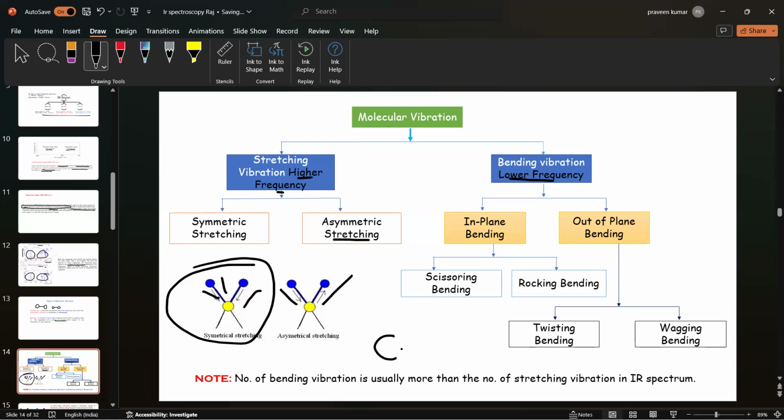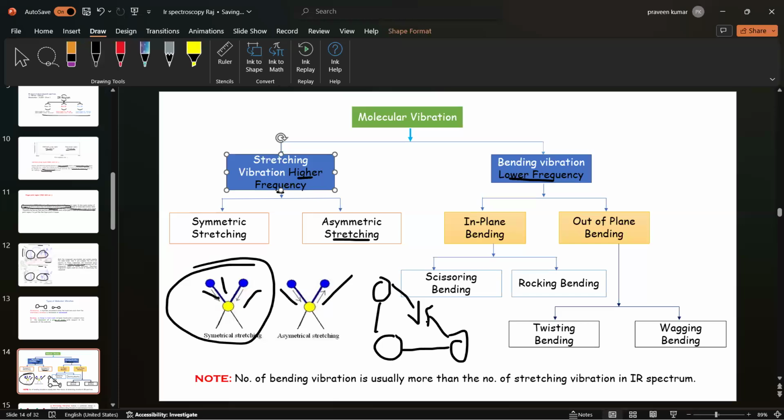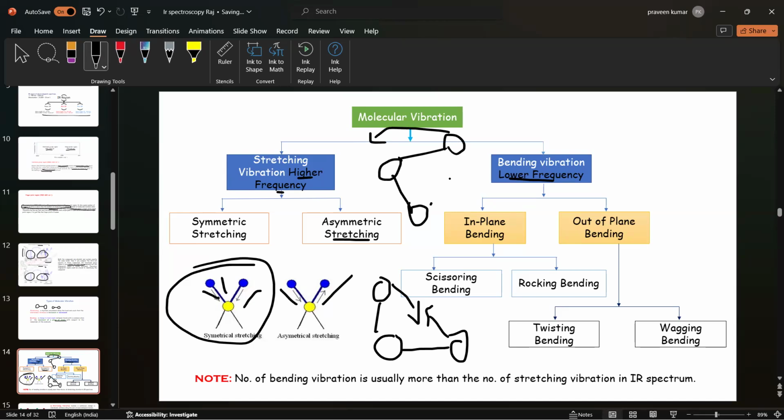So scissoring is nothing but both atoms coming towards each other, which leads to a decrease in the bond angle. While in rocking, is there any bond angle change? In rocking, no. Great. Both atoms move in the same direction, so there is no net change in the bond angle.